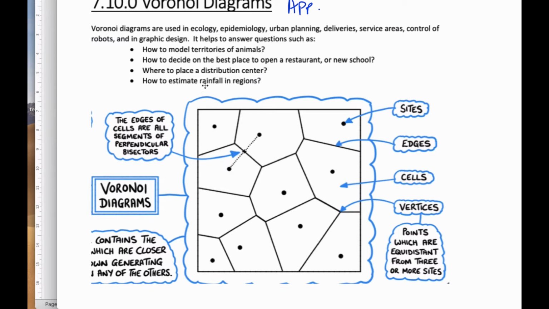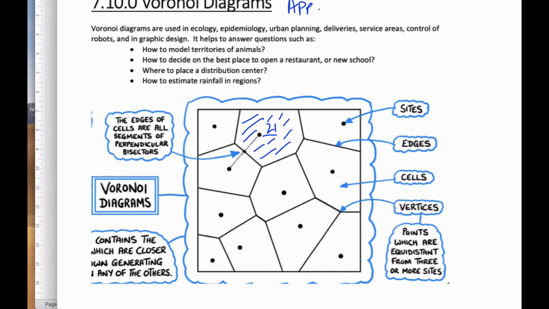Or it could also estimate rainfall in regions. So if this site here was 21 centimeters of rain, then you could assume that all of the region in here would also have 21 centimeters of rain. And so it's a way to estimate rainfall or snow or air pollution or content of the soil, lots of different scenarios this could be.